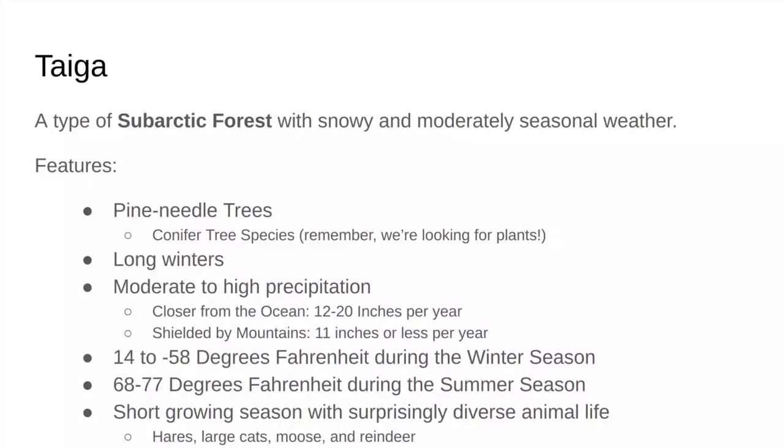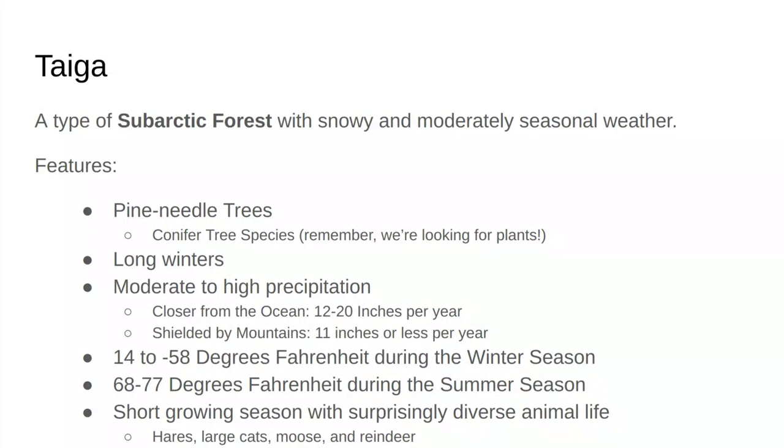Now we move into a subarctic category. So the taiga, a type of subarctic forest with snowy and moderately seasonal weather. So here in Chicago, we're seasonal. Moderately seasonal means it does occur, but we may not get the same kind of seasons as a taiga. If a taiga is still in the subarctic area, it probably does not have as long of a summer as we do, or a summer at all. But we will find out.